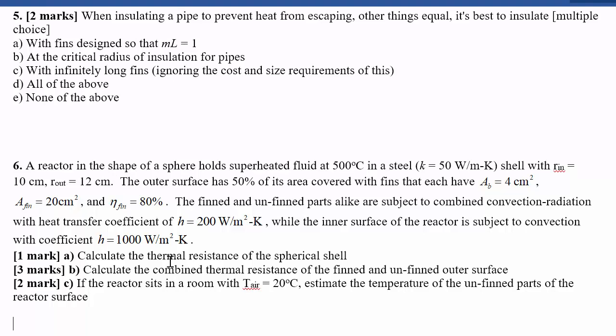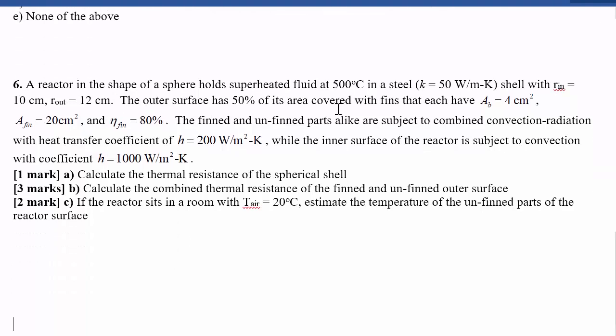And last one, a reactor in the shape of a sphere holds superheated fluid at 500 degrees C in a steel shell, they give you the parameters of that, with an inner radius of 10 centimeters and outer radius of 12 centimeters. The outer surface has 50% of its area covered with fins that each have a base area of 4 square centimeters and themselves have an area of 20 centimeters squared with an efficiency of 80%. The finned and unfinned parts alike are subject to a combined convection radiation with heat transfer coefficient of 200 watts per meter squared Kelvin, while the inner surface is subject to convection with this coefficient.